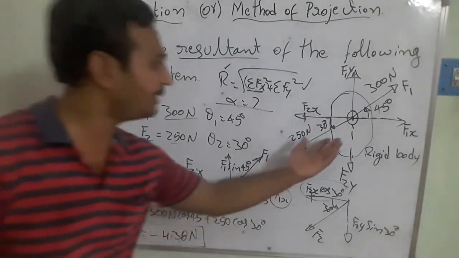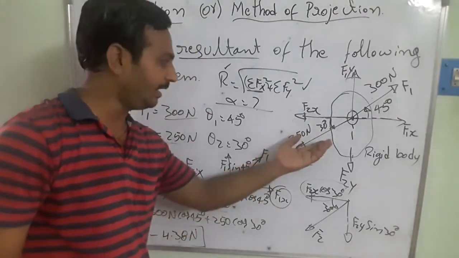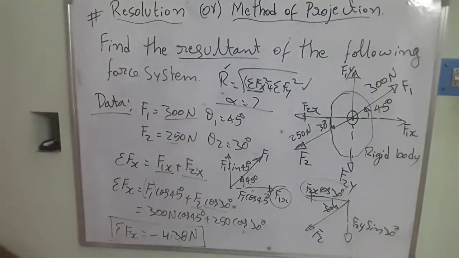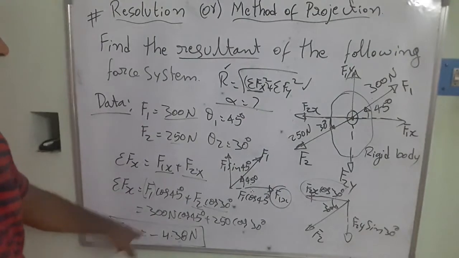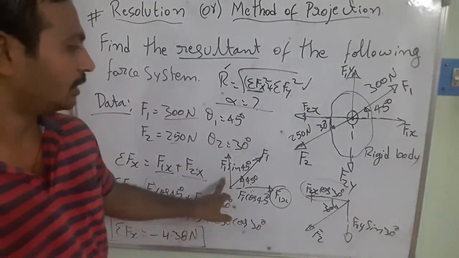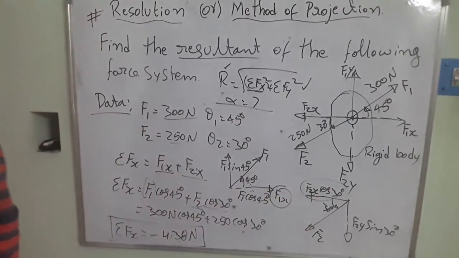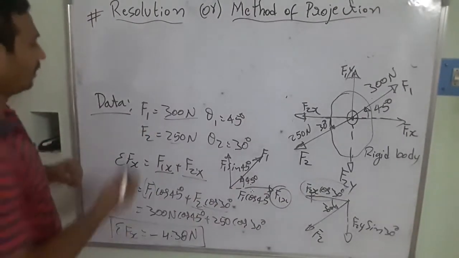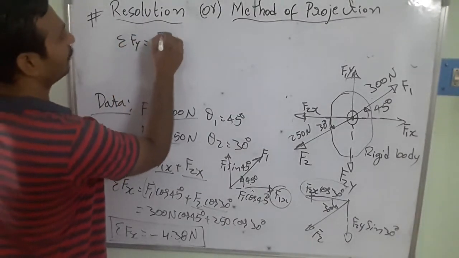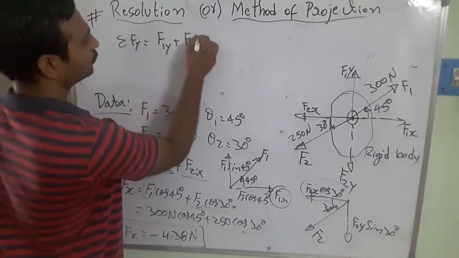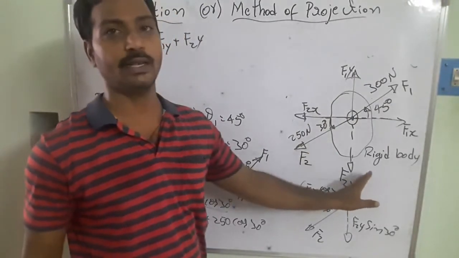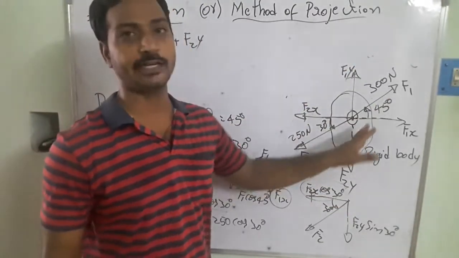So that's going to be minus. That means the force is acting towards the left side, even though the force is 300 newtons over there. So this way we calculate sigma Fx, and similarly we need to calculate sigma Fy. As we know, sigma Fy is the summation of the vertical components. So here I am writing sigma Fy is equal to F1y plus F2y, because the two forces are resolved in the vertical direction, upward or downward depending on the direction of the forces.